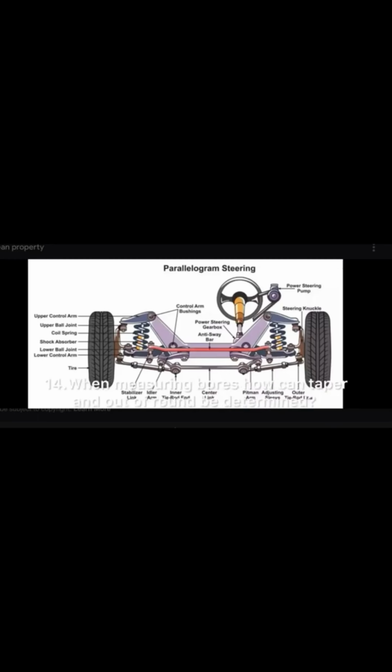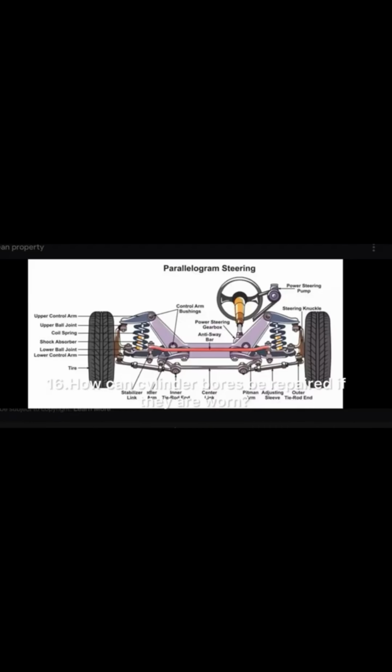14. When measuring bores, how can taper and out of round be determined? Size max. Out of round is the difference around the bore. Taper is the difference top to bottom. Bore gauge. Telescoping gauge and micrometer. 15. What location on a cylinder bore will have the most wear? Top of ring travel. Perpendicular to crank.